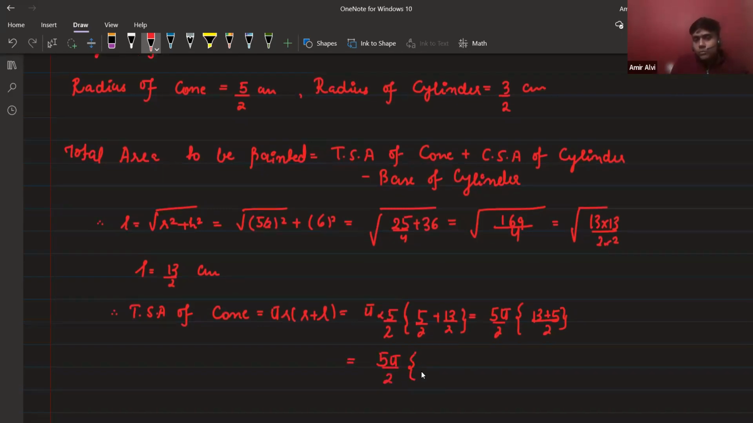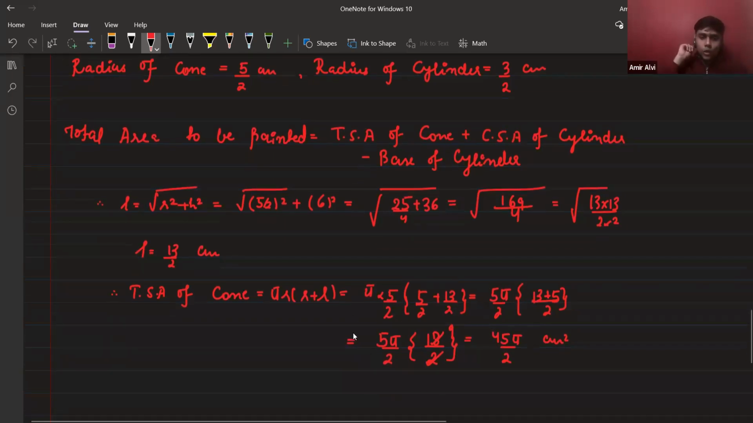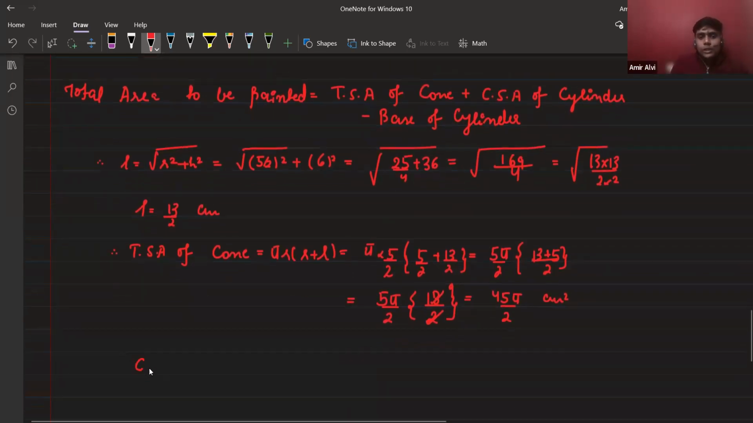Yes or no? Yes, sir. 13 plus 5 is what? 18/2. 2 9s are 18. So it is 45 pi/2 centimeter square. But this is the total surface area of the cone. Let's calculate the curved surface area of the cylinder as well.